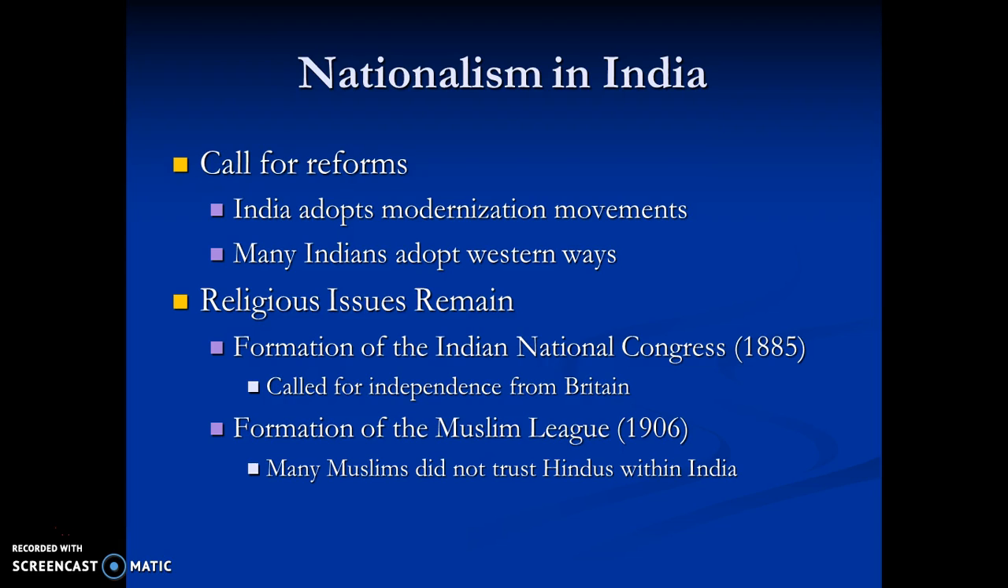Two of those issues are the fact that the Indian National Congress is made in 1885, which again calls for independence from Great Britain, but they are primarily made up of Hindu people. And then in 1906, the Muslim League is formed, in which that league is primarily made up of Islamic men, and of course they do not trust the Hindus, so a lot of what they're going to be fighting for is going to be strictly for the Islamic Indian population, leaving the Hindus out of things.